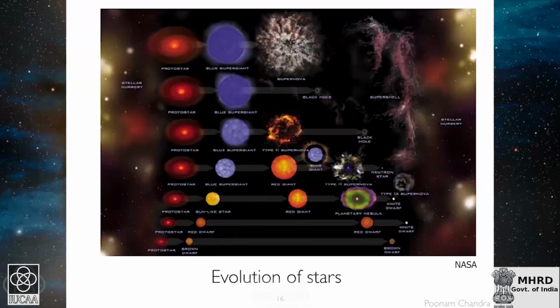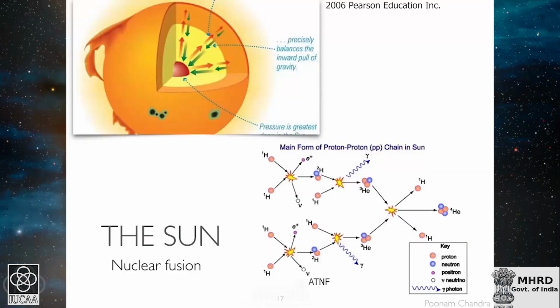For example, if I show you in this diagram, this is where our sun is. When it ends its life, it will become a white dwarf. A star which is less massive than the sun will most likely become a brown dwarf. However, stars which are very massive will all end their lives as an explosion, and these are the explosions we are talking about. So, let us try to understand why these explosions are happening, and for that let us start with our sun. How does the sun give rise to energy?